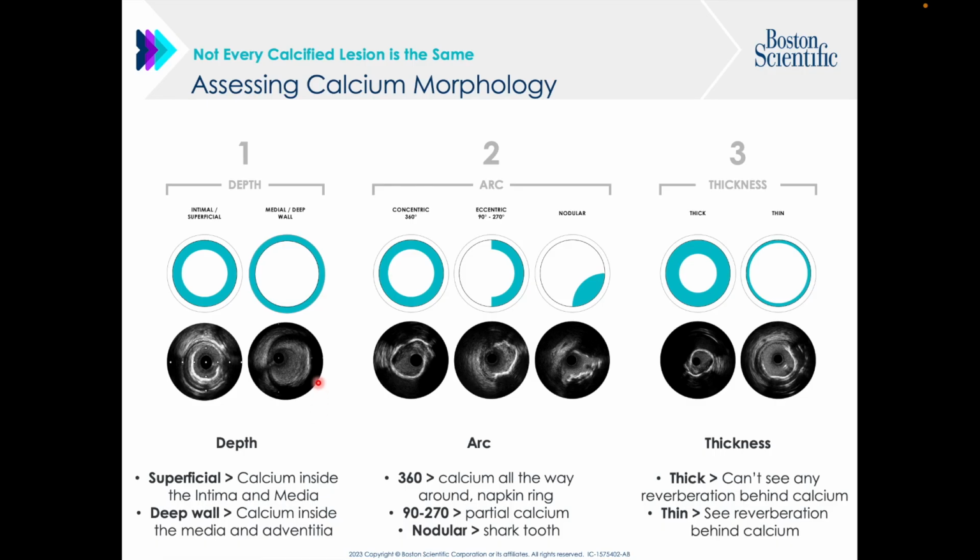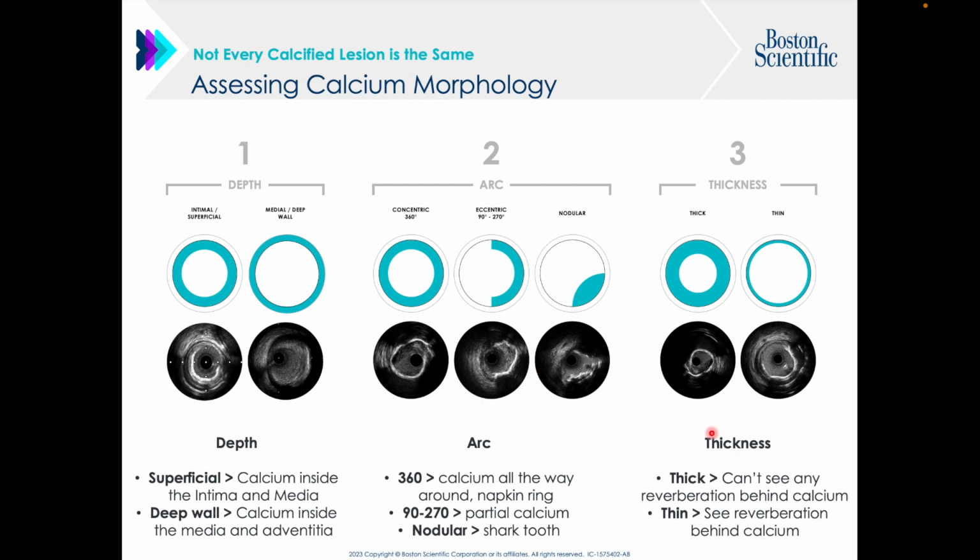When we look at the calcium, you need to see the depth of the calcium, whether it is superficial or deep calcium. So superficial calcium is the one that is inside the intima and the media, whereas the deep calcium is the one that is inside the media and adventitia. Then you need to see the arc of the calcium. If it is 360, that is all the way around. We also call it napkin ring calcification, as seen here. If it is between 90 to 270 degrees, that is partial calcium, and then you can also have nodular calcification.